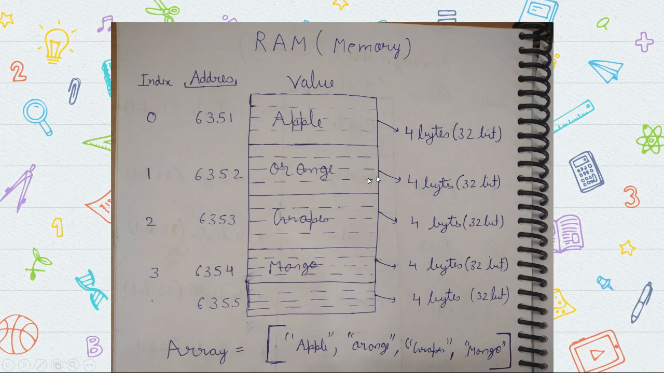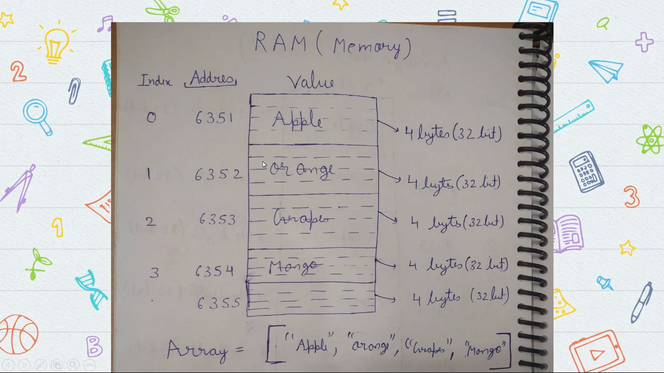So in this way these are stored, and as we already discussed in the previous lecture, the array's index starts from 0. So the index of apple is 0, the index of orange is 1, the index of grapes is 2 and the index of mango is 3. Okay, so in this way the arrays are stored in the memory.